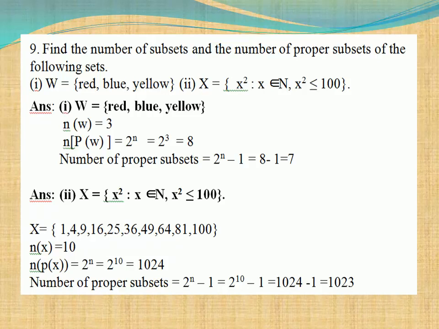So the number of elements in X, count the numbers, is 10. So the number of elements in the power set of X is what? Earlier I said W, it's wrong, here X will come. So n of P of X is equal to 2 power n, which is 2 power 10. That is 2 power 10, which means 1024. For the number of proper subsets, one element will be reduced from this, so 2 power n minus 1. Already we found 2 power n is 1024, so 1024 minus 1 we get 1023. That is the answer.